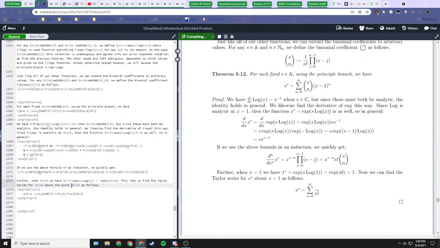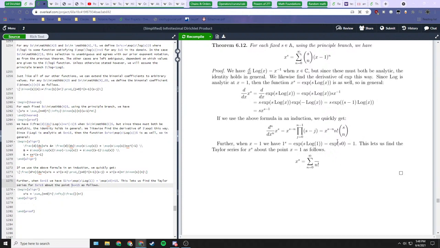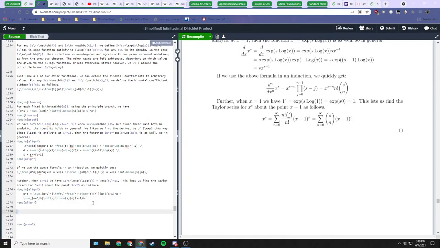Okay, so we've got all the derivative functions. We have the value at 1, and this lets us find the Taylor series. So we just have this derivative times x minus 1 power n, then this is really simple. The n factorials cancel out, and we just get the binomial coefficient, and we're done. I think that is all we need. Actually, we can add another remark.